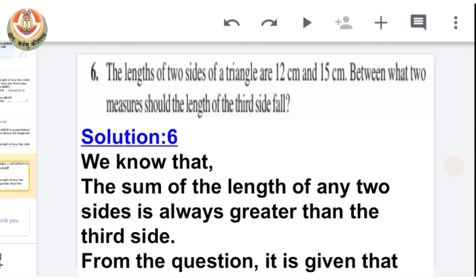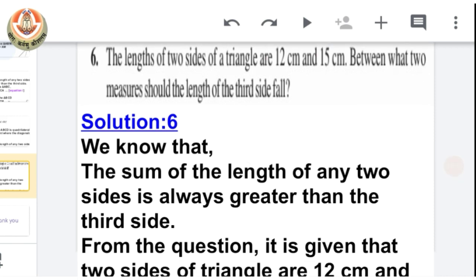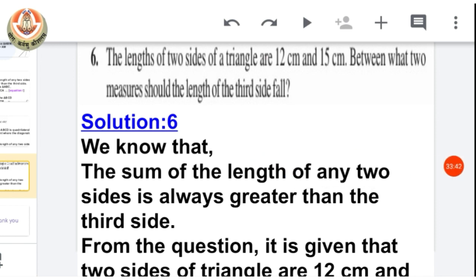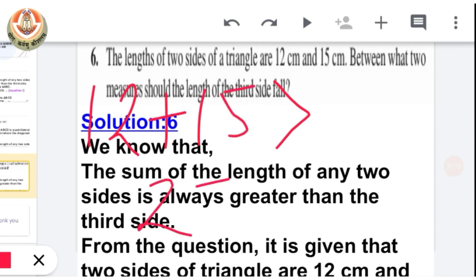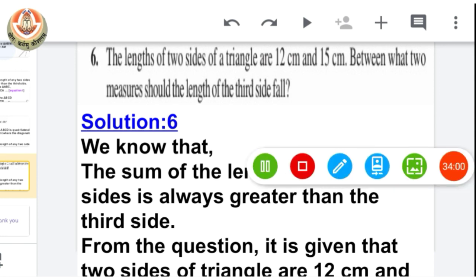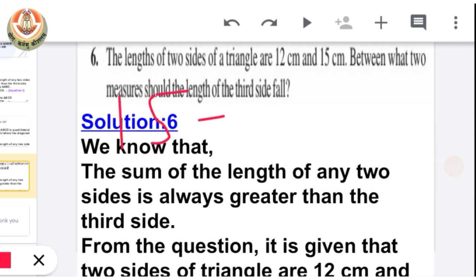So we all know that as two of its sides are given as 12 and 15, the third side should be less than their sum, which is 12 plus 15, meaning 27, and should be greater than their difference, meaning 15 minus 12 gives us 3. That means the third side should be greater than 3 but less than 27.